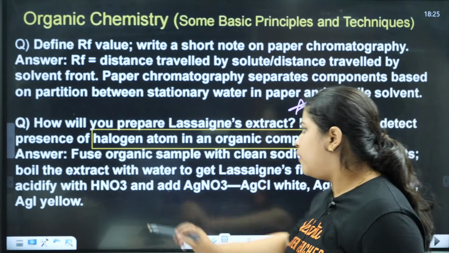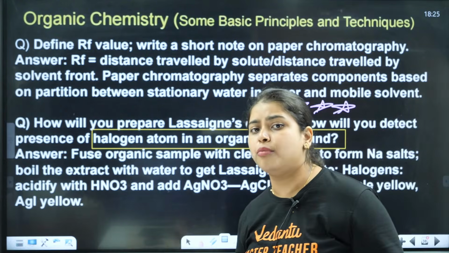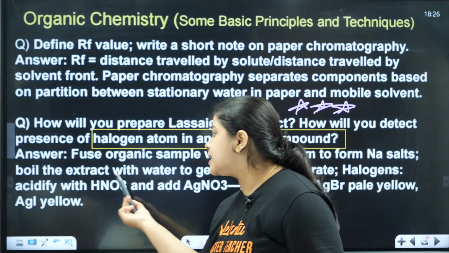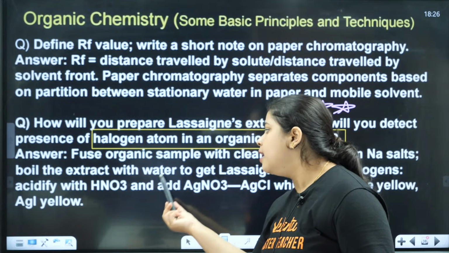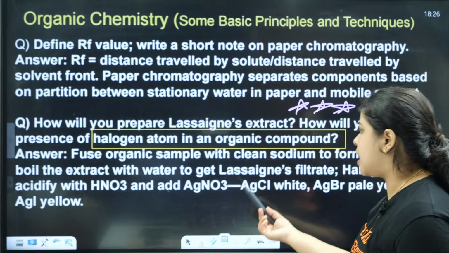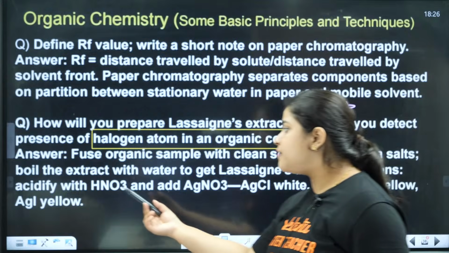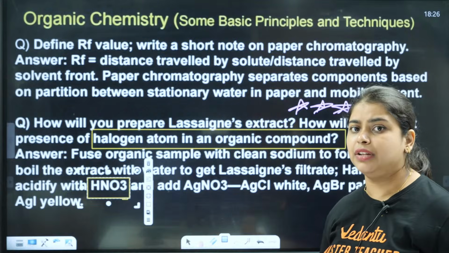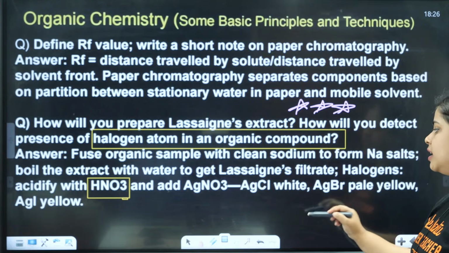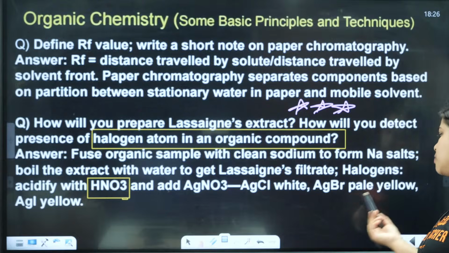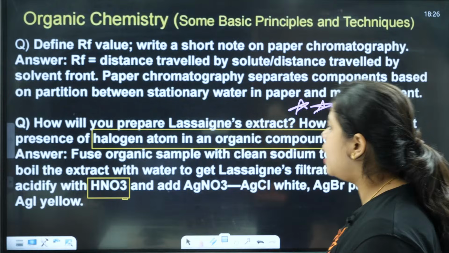Fuse the organic sample with sodium to form sodium salts. Boil the extract with water, react it completely, and extract to get the Lassaigne's filtrate. Then acidify with HNO3 and add AgNO3: AgCl is white, AgBr is pale yellow, and AgI is yellow. These are the products we will get.